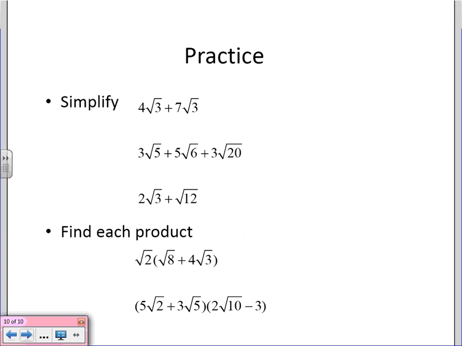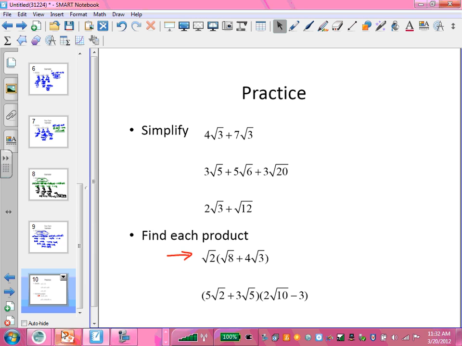Okay, now here are your practice problems. Notice with this one right here, we did not do an example like this one. However, we have seen that before. All that is just simply distributive property. So you're going to distribute that square root of 2 to both the square root of 8 and 4 square root of 3. And I think you guys can handle that. Go ahead and give these a try, and we'll go over them first thing next time I see you.